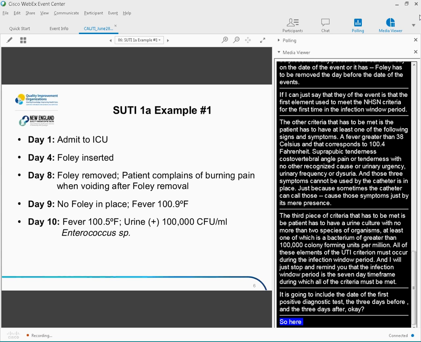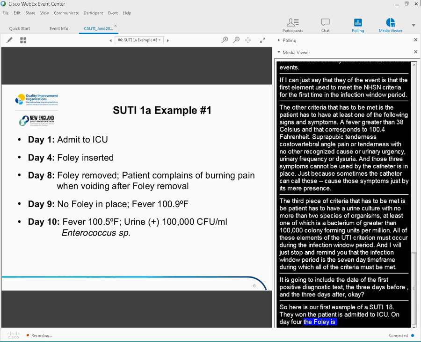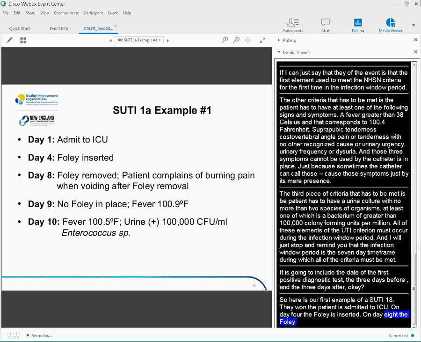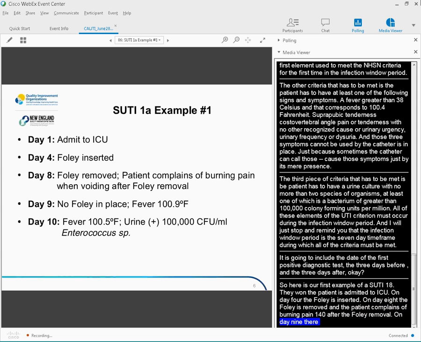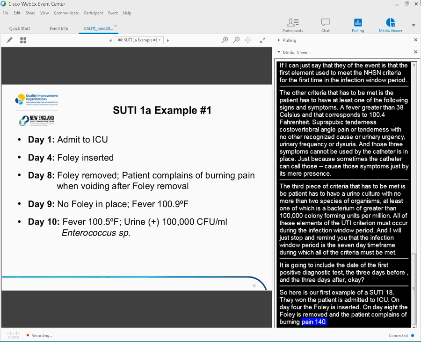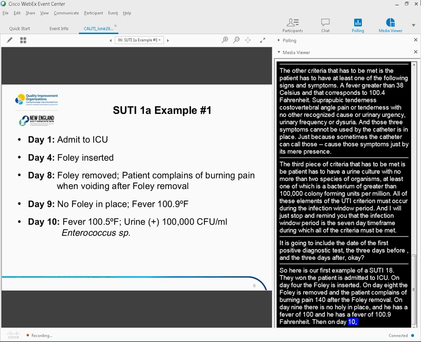So day 1, the patient is admitted to ICU. On day 4, the Foley is inserted. On day 8, the Foley is removed and the patient complains of burning pain when voiding after the Foley removal. On day 9, there's no Foley in place and he has a fever of 100.9 Fahrenheit. Then on day 10, he has a fever of 100.5 and his urine culture is positive for 100,000 Enterococcus species.